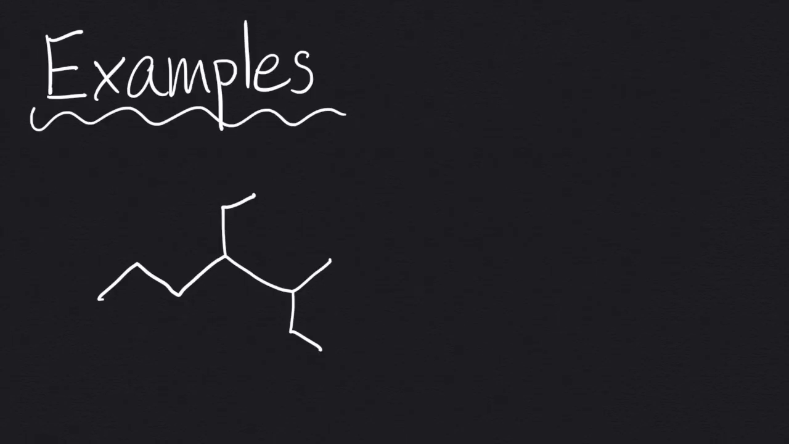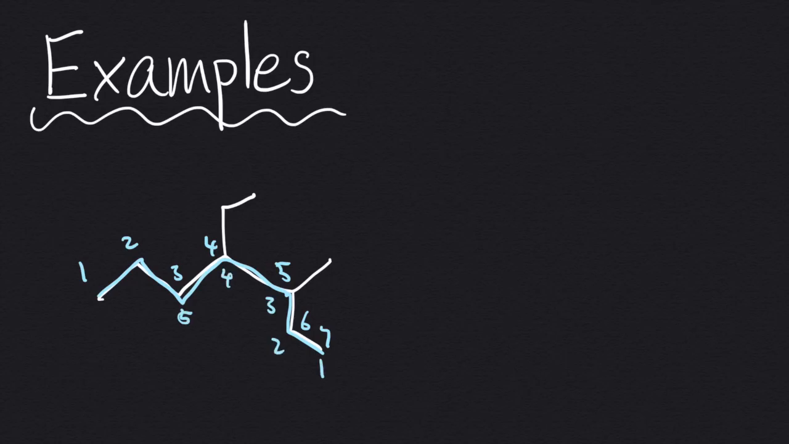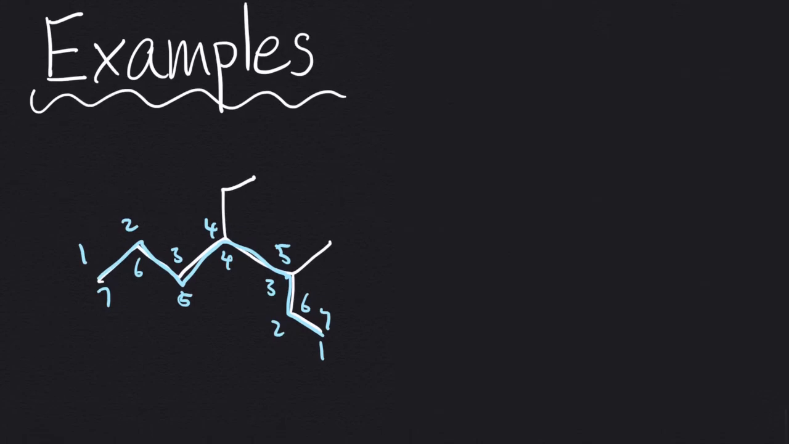Here is the example. The first thing we need to do is to recognize the longest chain of carbon atoms. The longest chain will be something like this one. And afterwards, we need to number the carbon atoms. So we can number it like that, and also we can number it like that. So we have two numbering systems. But the common thing is that we have 7 carbon atoms in the longest chain. That means it is a heptane.